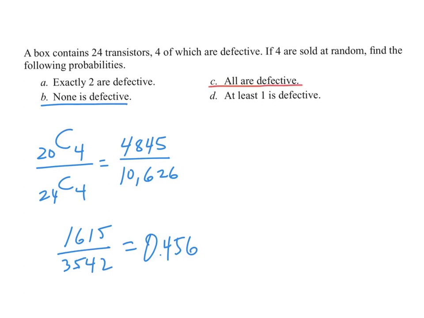Okay? So in this case, I don't have to worry about the number of choosing from the not defective ones, the ones that work fine. We're not picking any of those. We're only picking the ones that are broken. Because if I pick 4 out of 4, what is that going to look like? 1. So now it's 1 over this 10,626.